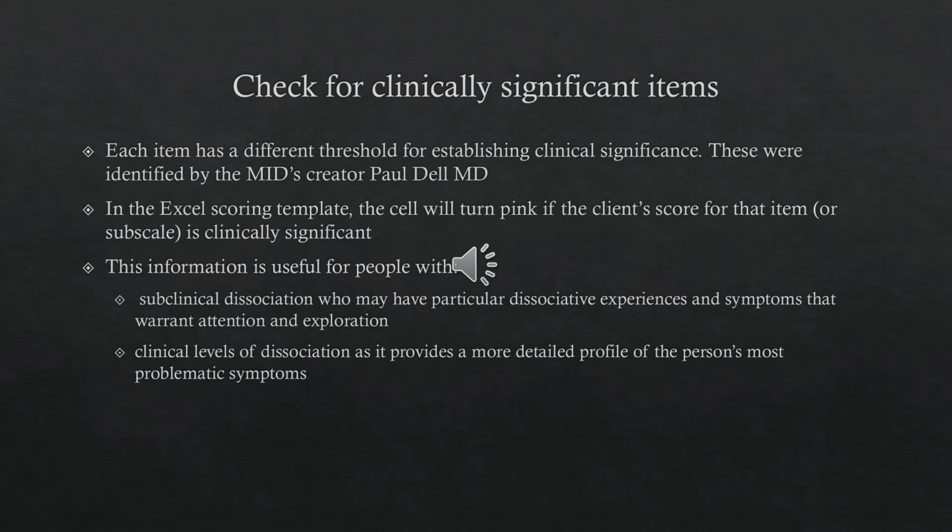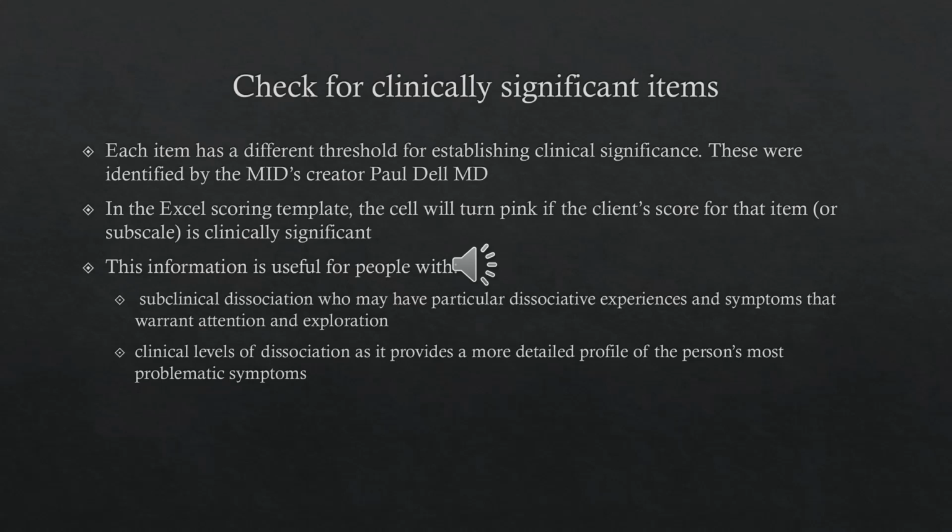It might be that the person's not particularly dissociative, but what you are seeing is this profound self-confusion. Or, it could be that it looks like the person is experiencing amnesia, but they're not experiencing other aspects of dissociation. So it's really useful to look at the individual items as well. And the subscales also turn pink. So you'll see that the subscales that are elevated will be pink.